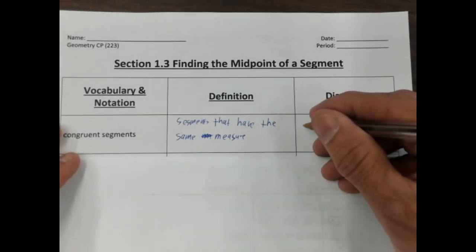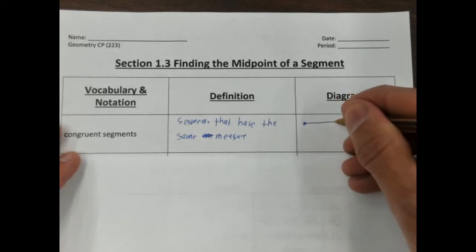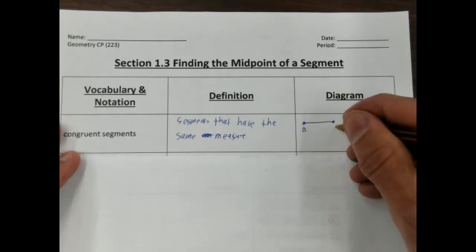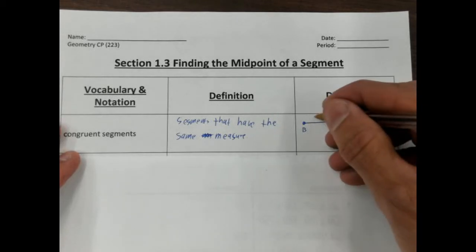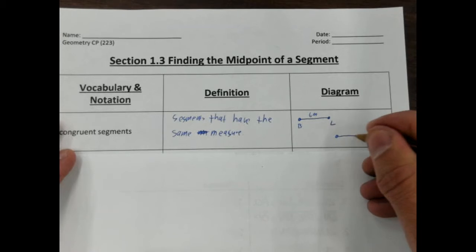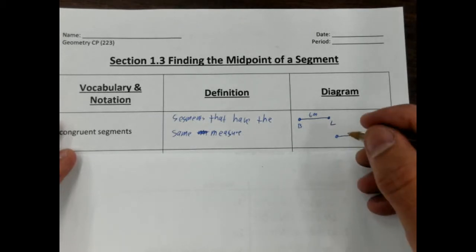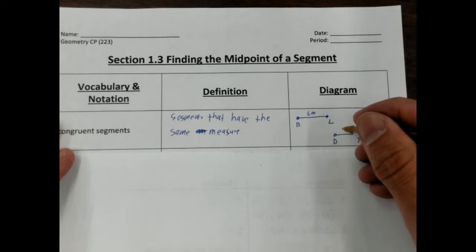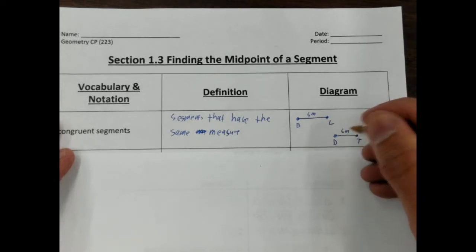So let's go with line segment, we'll call it BL, I guess. BL. And we'll say that's 6 meters long. And over here we'll have another one. Okay, and we're going to call that DT. And line segment DT is also 6 meters long as well.